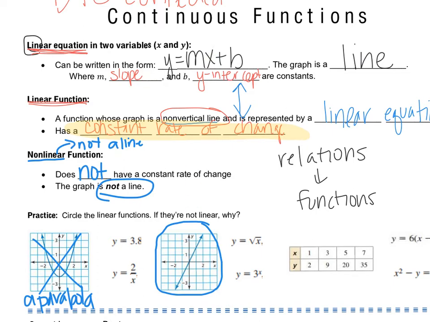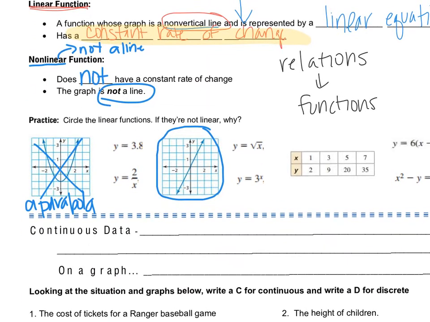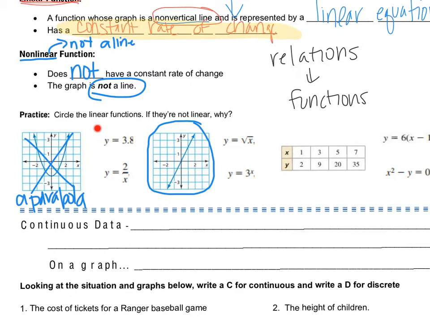So if we look at this equation, y equals 3.8, as weird as it sounds, this is going to be a line. In fact, this line is going to be horizontal. That's what this graph will look like. So this one, y equals 3.8, is a function. Y equals 2 over x. Well, if I look at this, notice x is in the denominator, so it is not a linear function, okay? Because x is in the denominator. That's why it's not.